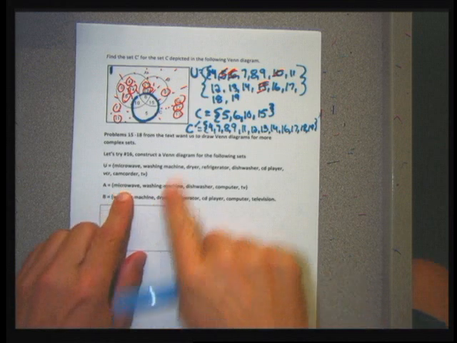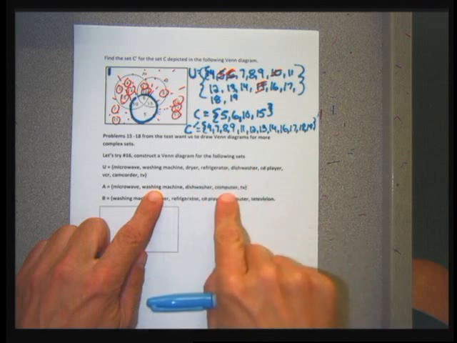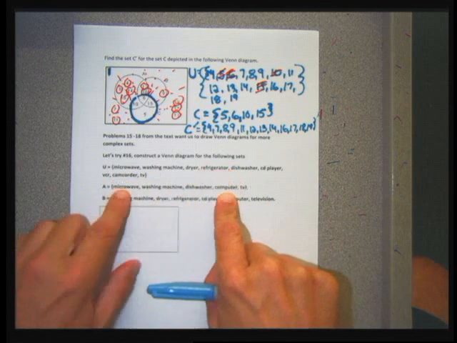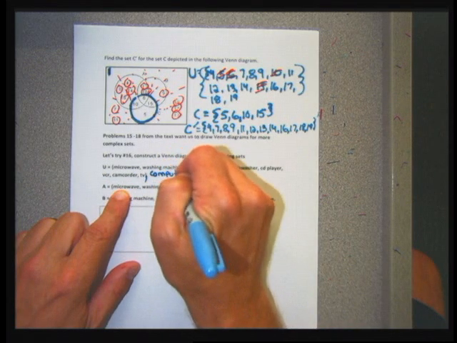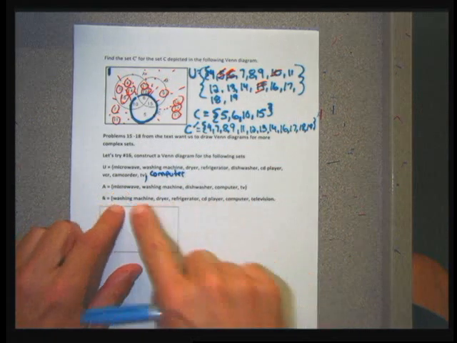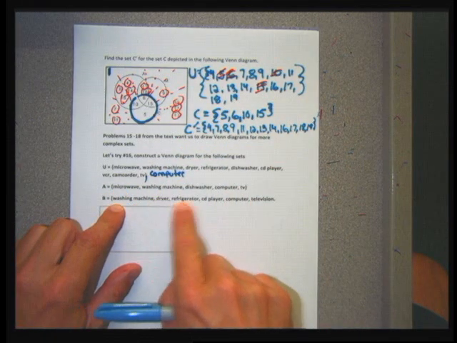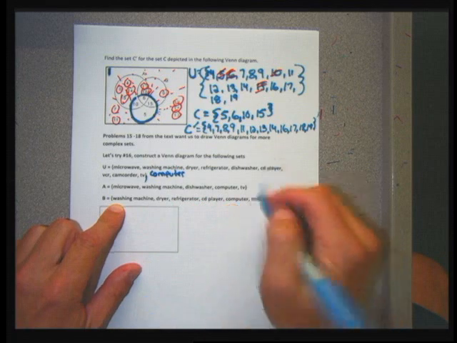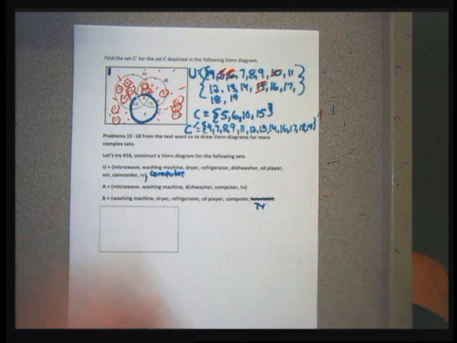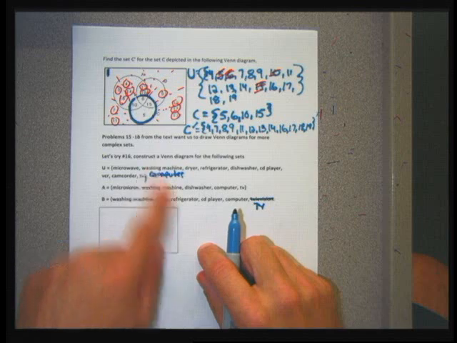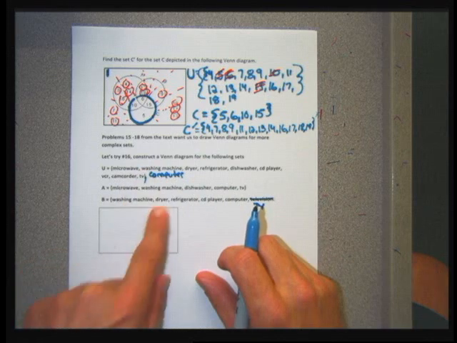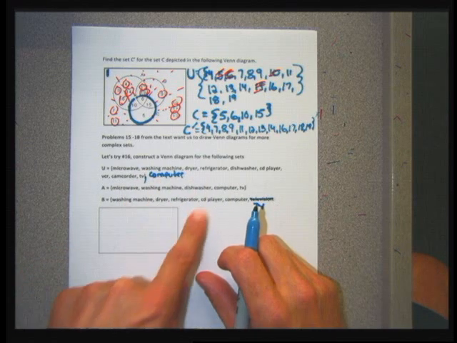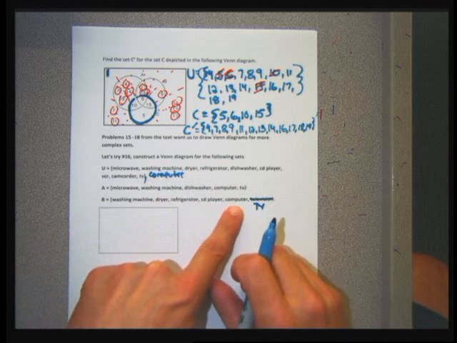Let me see. Microwave, washing machine, dishwasher. I didn't have computer in the universe, so the universe also has to have computer in it. And hopefully by the time you're doing this, I added this. TV's there, washing machine, dryer, refrigerator, CD player, computer. I should have probably made this television TV to be consistent.